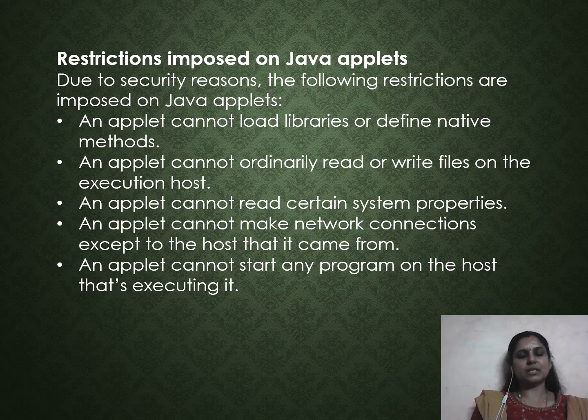Finally, we are going to see the restrictions imposed on Java applets. Due to security reasons, the following restrictions are imposed on Java applets. An applet cannot load libraries or define native methods. An applet cannot ordinarily read or write files on the execution host. It cannot read certain system properties. It cannot make network connections except to the host that it came from. An applet cannot start any program on the host that is executing it.